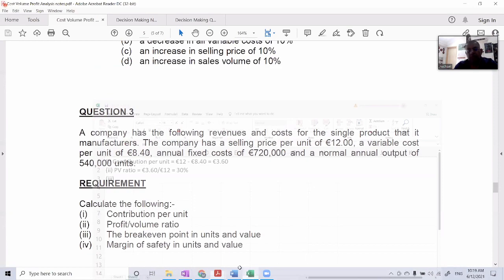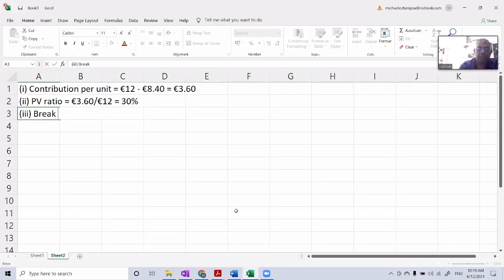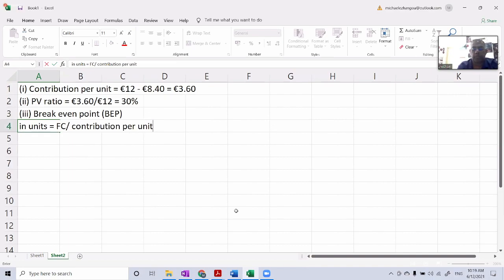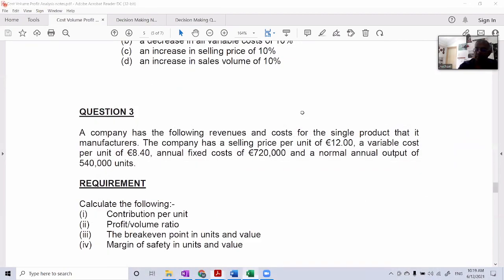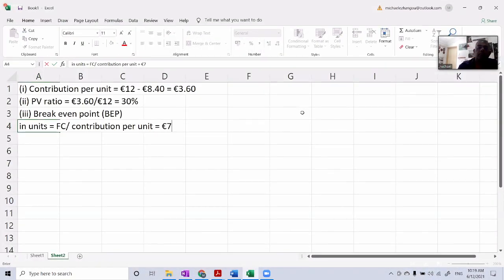And then we have break-even point in units and value. So first we're going to find the break-even point. Now, in units will be fixed cost divided by contribution per unit. Now, your fixed cost is 720,000. Contribution per unit is 360.